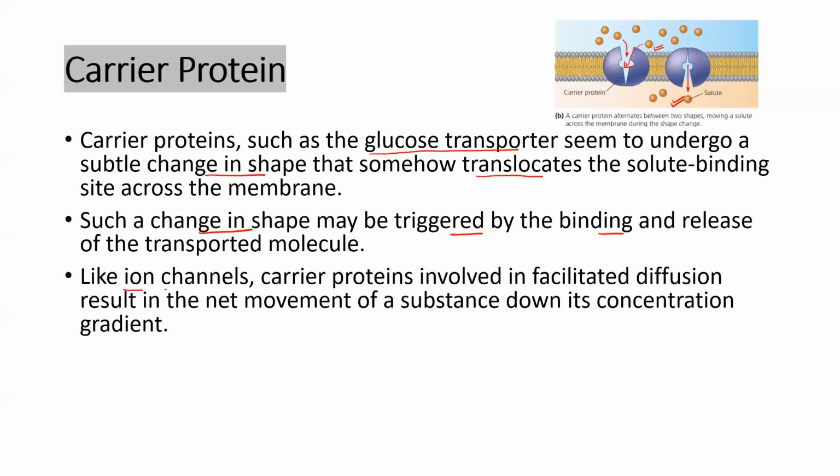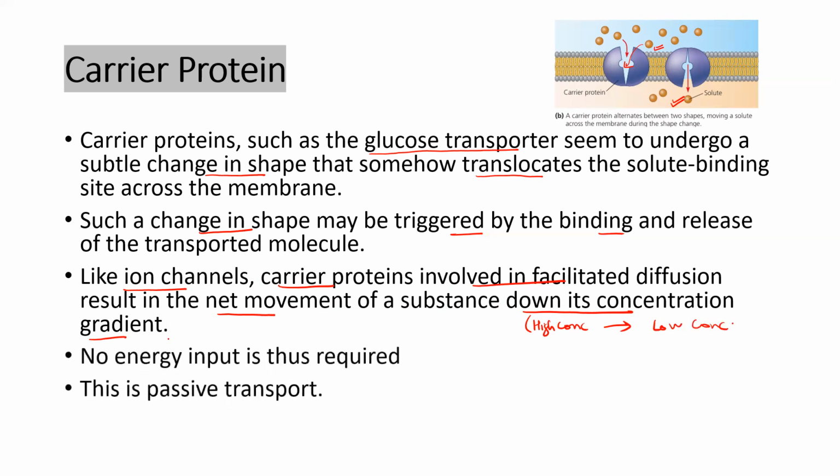So like ion channels, carrier proteins are also involved in facilitated diffusion, bringing the movement of substance down its concentration gradient. Their substance is moving from high concentration to low concentration. And when we say it is moving from high concentration to low concentration, it means it is a type of passive transport in which energy is not required. So I hope this facilitated diffusion topic might be easy for you.